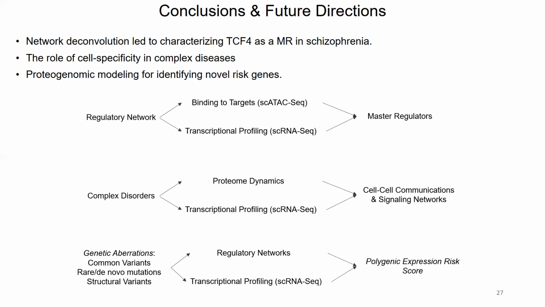But in this case, if we can develop something on networks and at the same time focus at single-cell resolution, we should be able to create an expression risk score that can replace the current polygenic risk scores. However, this specific model is currently in progress.